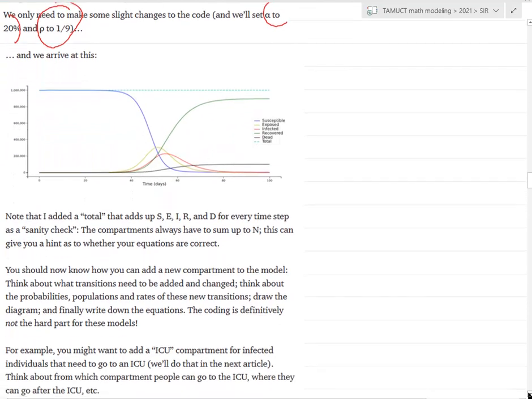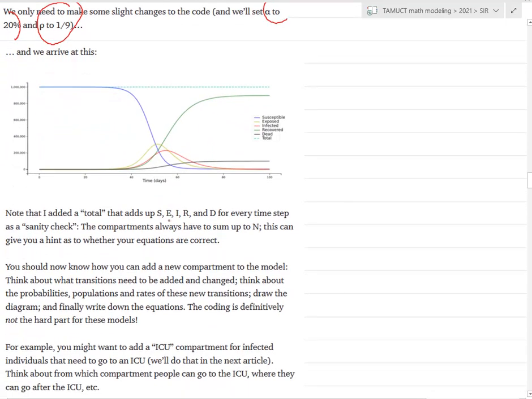Okay. Now here he added a total because, as I mentioned, the way he has it set up, the total should always be equal to n. So S plus E plus I plus R should be equal to n. All right, now here he talks about other components. You might add people who go to ICU. All right. So I think you can see how different components can be added.